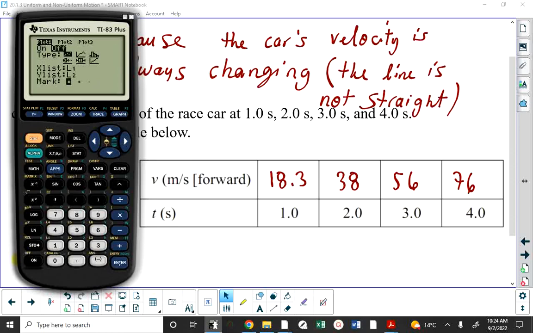It served its purpose. The only reason you do a stat plot is to see the shape so you know what type of regression to do. Once you have the equation, you don't need to worry about those data points anymore.